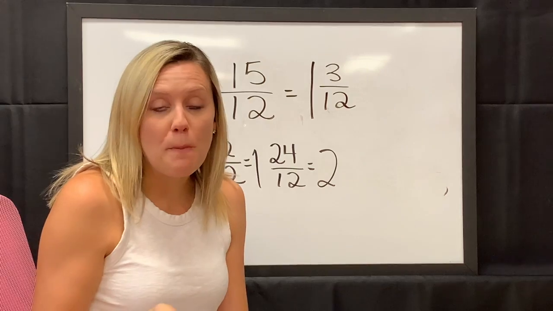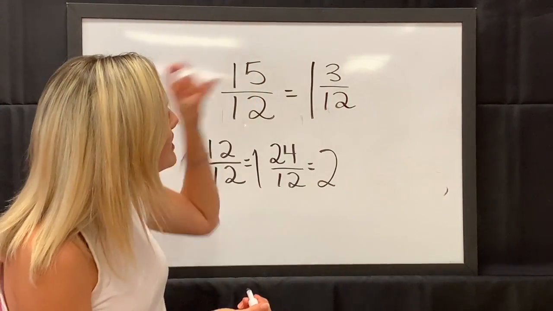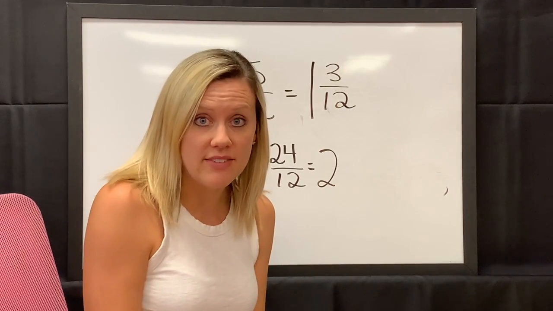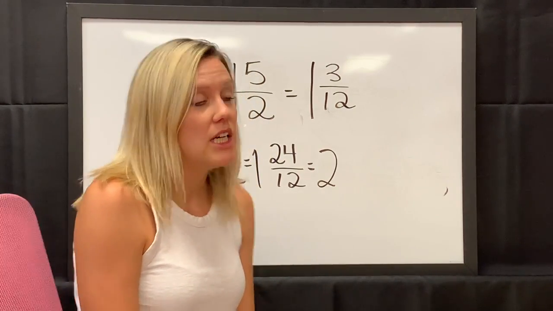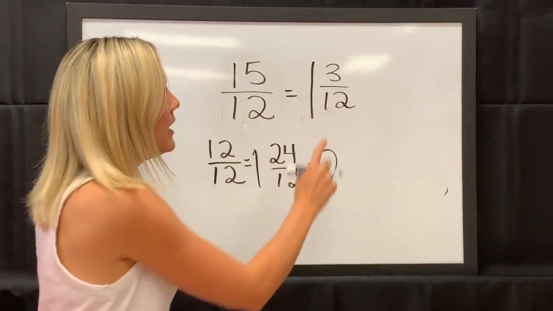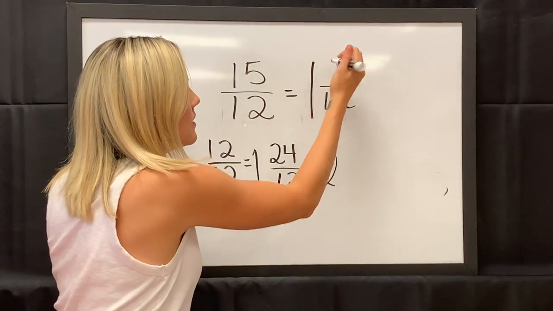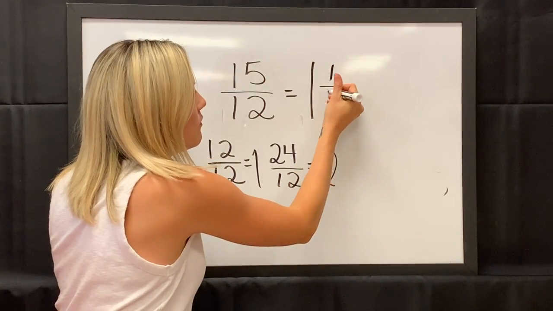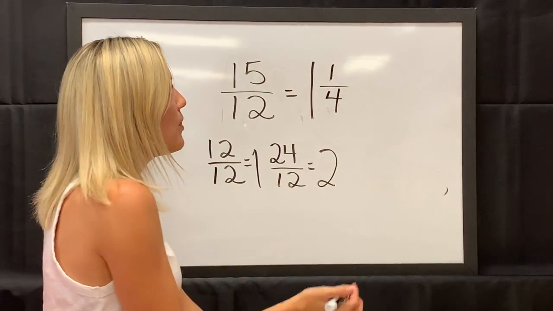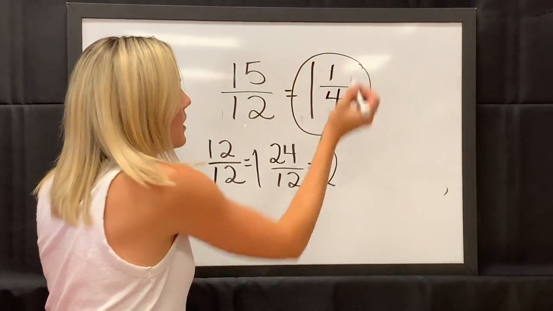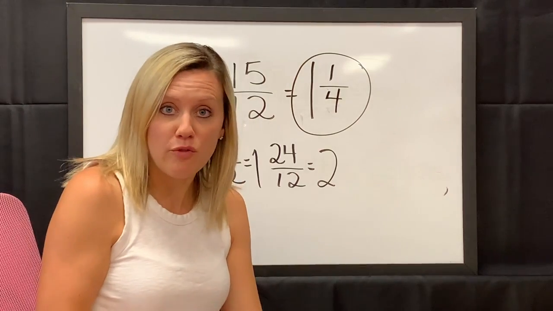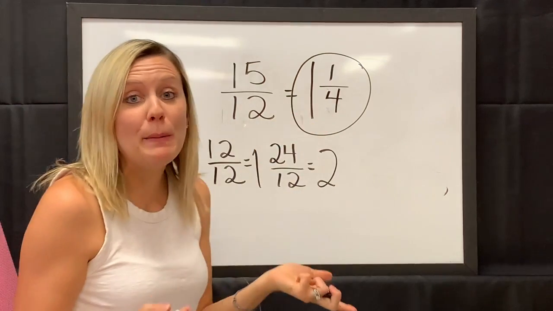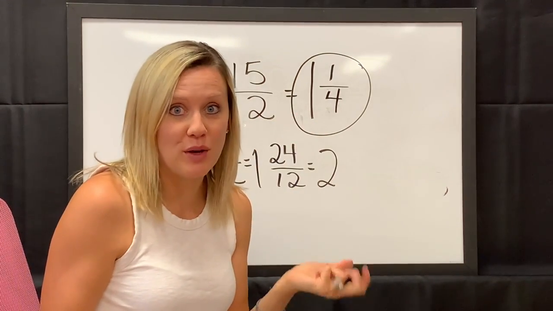So your teacher might also want you to reduce this fraction because there is a number that goes into 3 and 12 evenly, and that number is 3. So 3 goes into 3 once, and 3 goes into 12 4 times. So the best mixed number is going to be 1 and 1/4. So this number represents a number just a little bit bigger than 1.